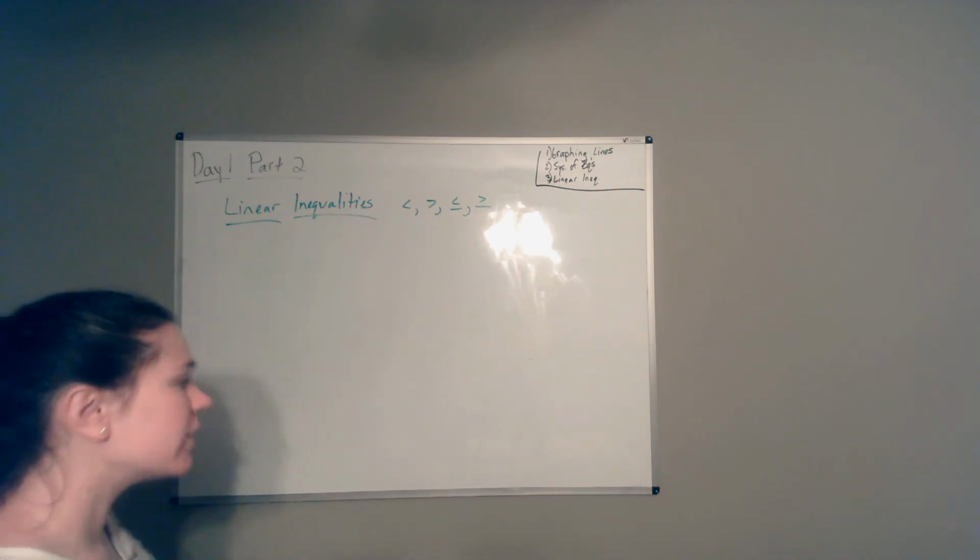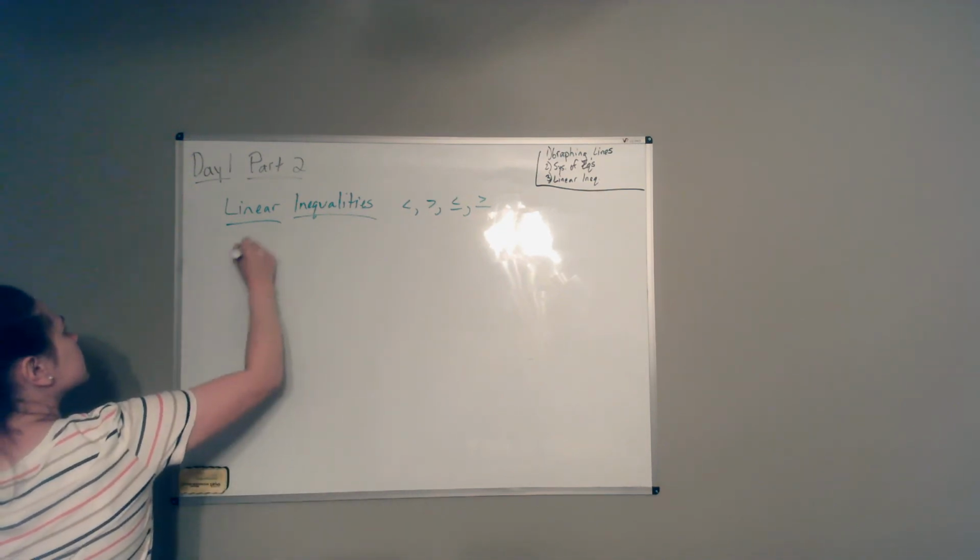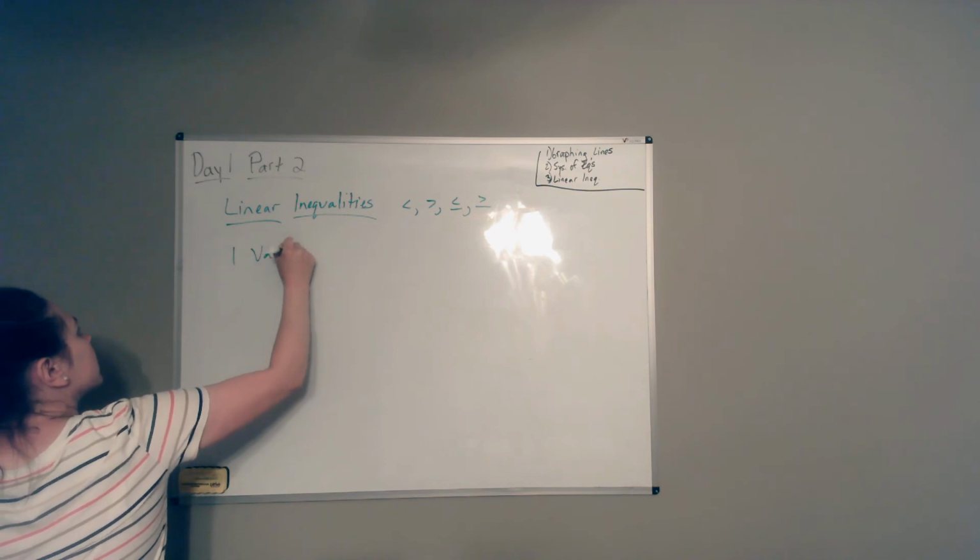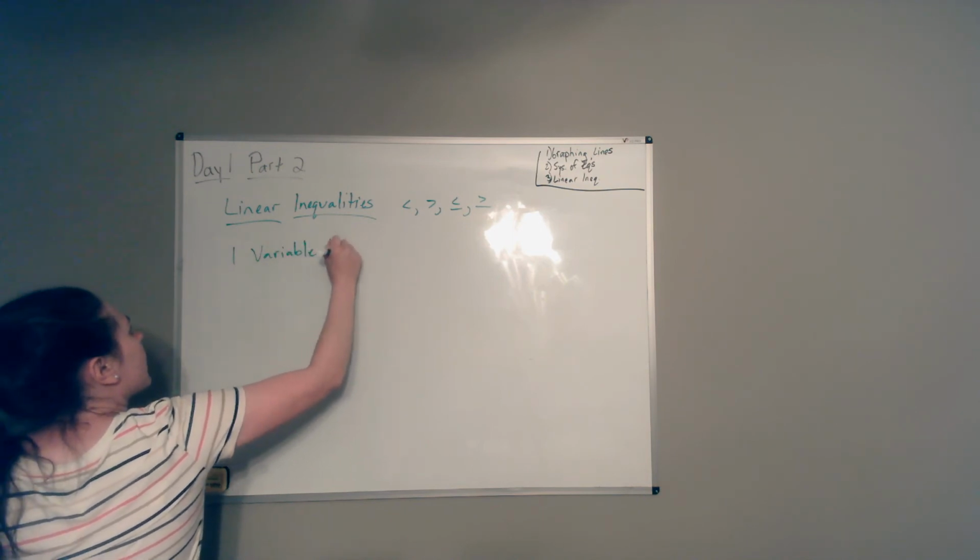Now, a one variable linear inequality, you put on a number line.